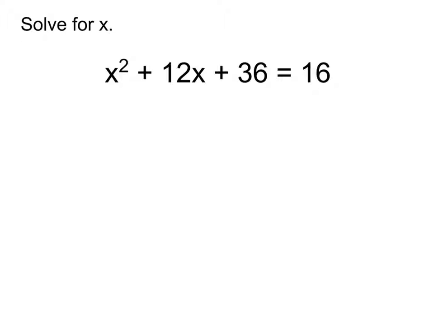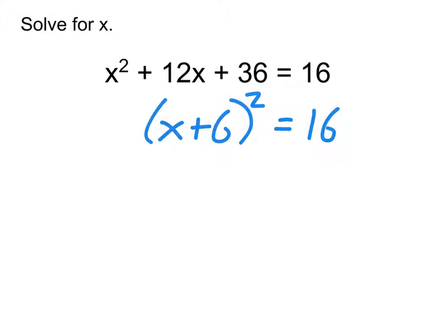So first thing I want to do, I want to factor the left side of this. Now we already talked about what that gives us. That's going to give me x plus 6 squared. Now in this case it equals 16 because that's what was on the right side of the equal sign, and so it's still what is on the right side of the equal sign. We didn't change any of that kind of stuff.